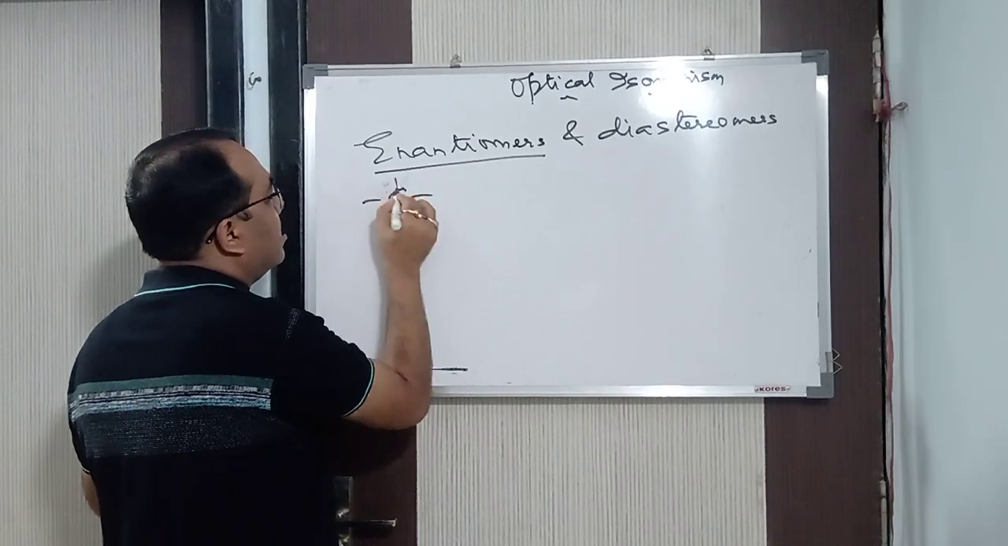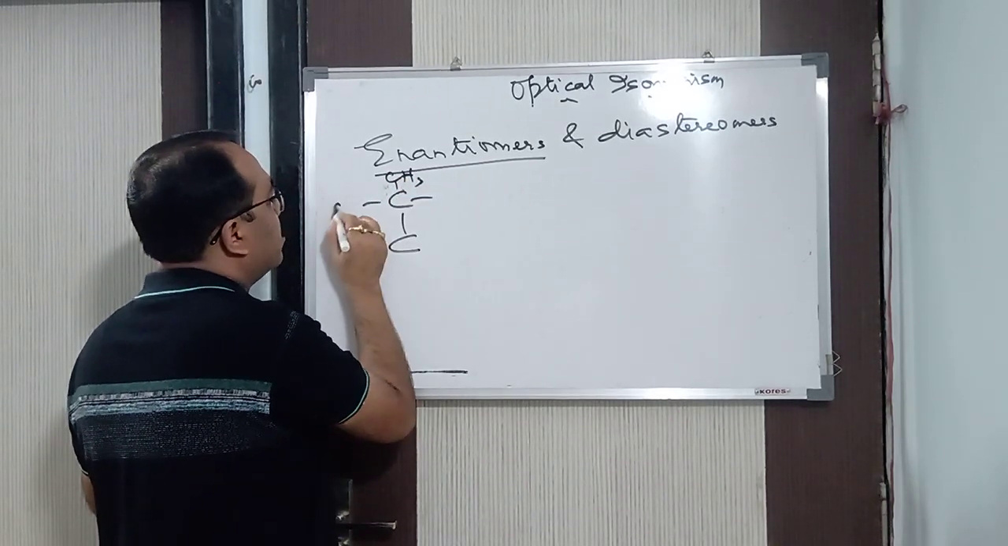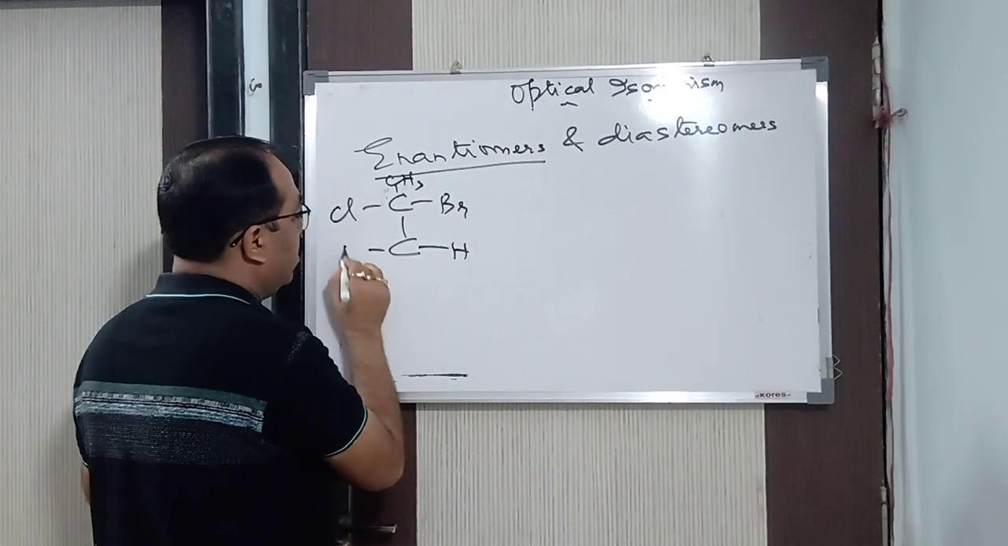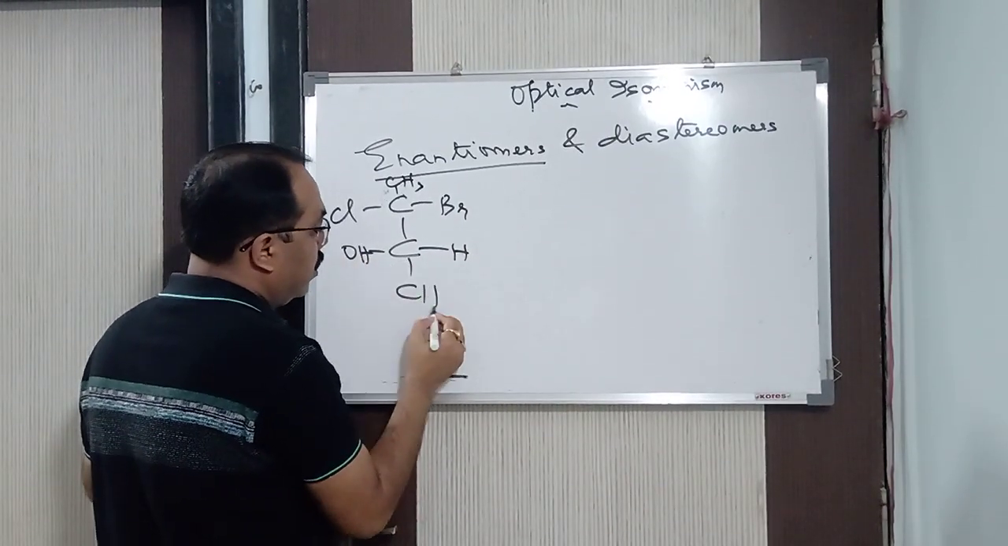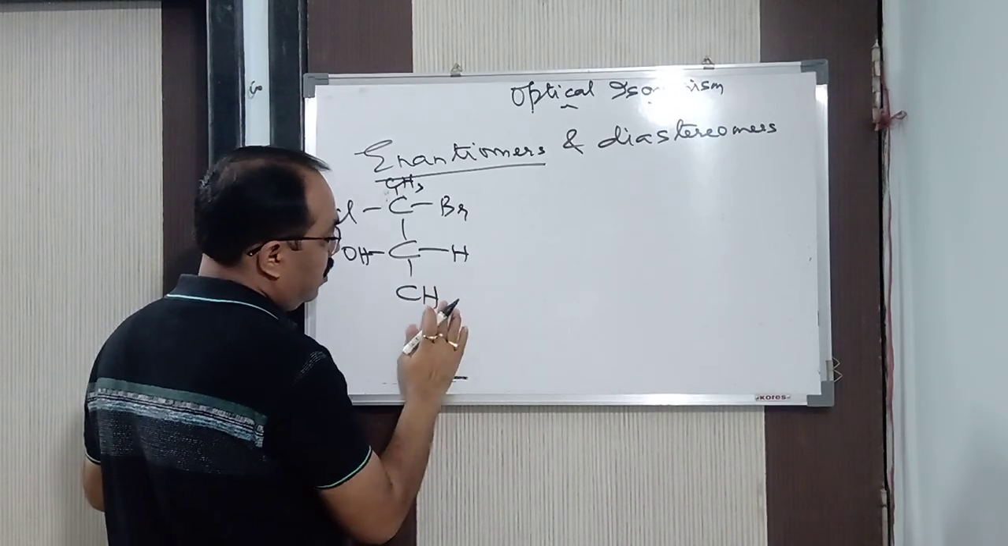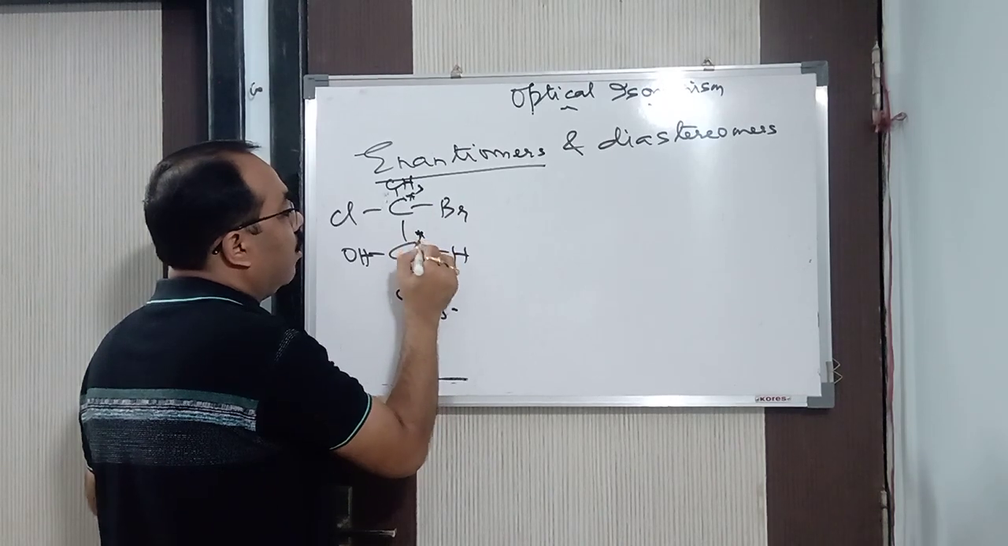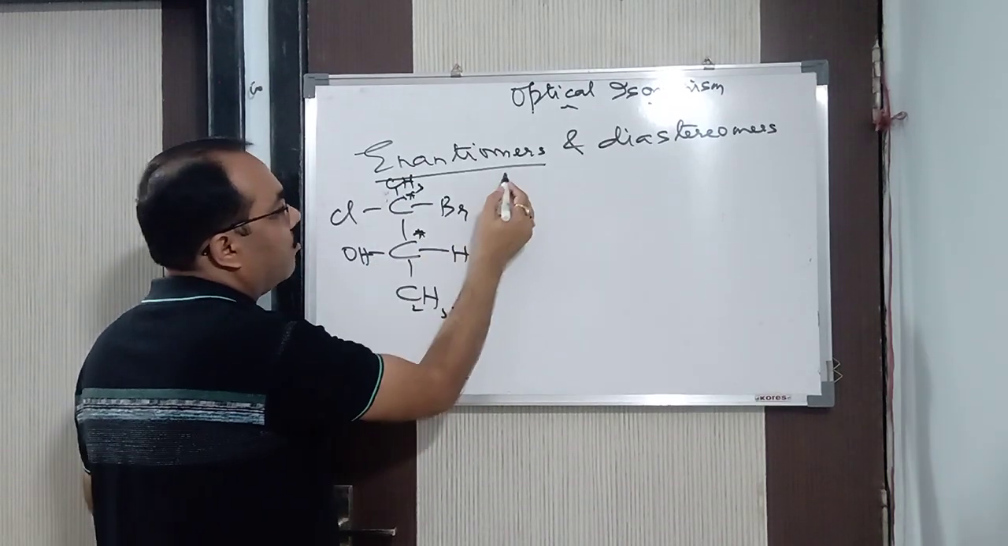Here let us take CH3, here Cl, here Br, here H, here OH, and here CH3. Yes, you can say CH3 or you can say C2H5. So as you can see, these two are chiral carbon atoms, attached to 4 different atoms or groups.